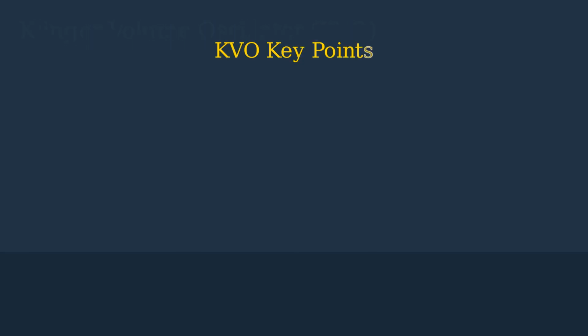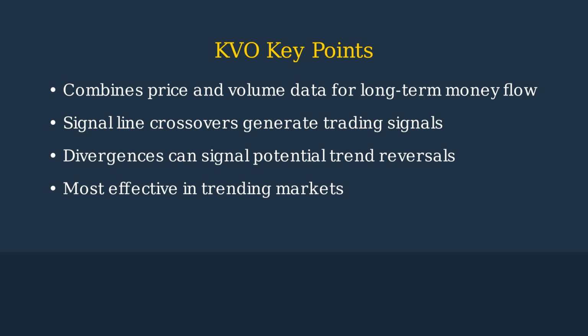To summarize, the Klinger volume oscillator combines price and volume to track long-term money flow. It generates trading signals through crossovers with its signal line and can identify divergences that potentially signal trend reversals. The KVO tends to be most effective in trending markets.